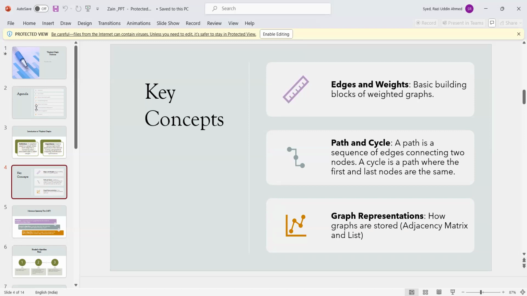Graph representation: how graphs are stored, adjacency matrix and lists, methods for storing graphs. Adjacency matrix: a 2D array where the cell at row I and column J indicates the presence and weight of an edge between nodes I and J. Adjacency list: a list where each node has a sublist of nodes it is connected to, along with the weights of these edges.